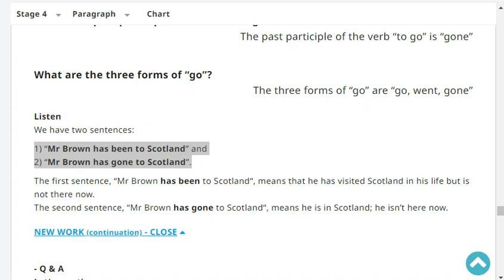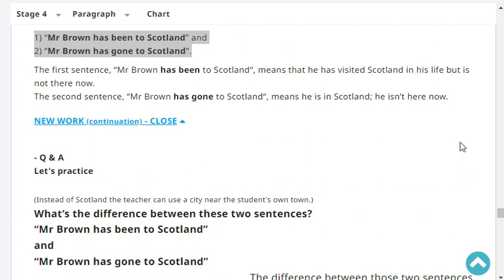The second sentence, Mr. Brown has gone to Scotland, means he is in Scotland now. He is not here. Okay, let's practice.